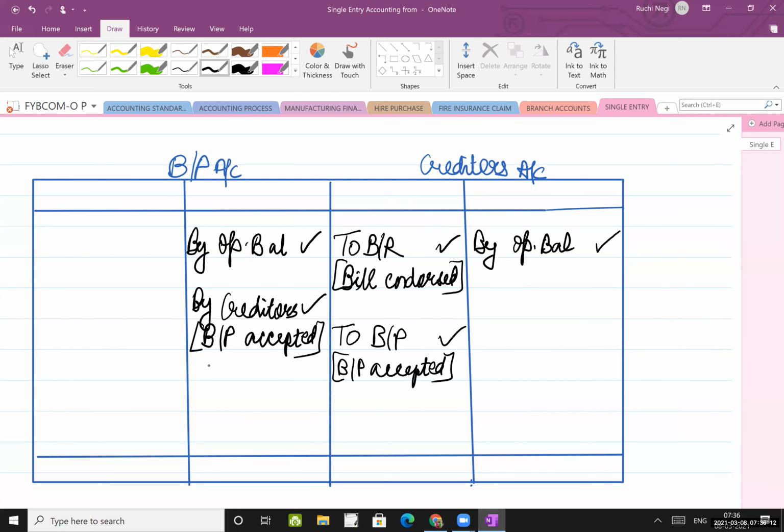Next, bills payable honored. तो कैश बाहर जाएगा because you're paying it. तो bills payable to cash bank. Bills payable to cash bank. Okay. Bills payable honored.